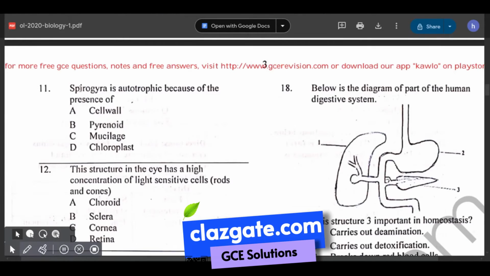Number 11 is asking us that Spirogyra is autotrophic because of the presence of cell wall, pyrenoid, mucilage, and then chloroplast. Well, the answer is chloroplast. What are autotrophs? Autotrophs are organisms that can produce their own food directly from sunlight. And what does Spirogyra have? Spirogyra has a chloroplast to trap sunlight. It has a chloroplast containing chlorophyll that is useful in photosynthesis. So the answer to question number 11 is D, chloroplast.